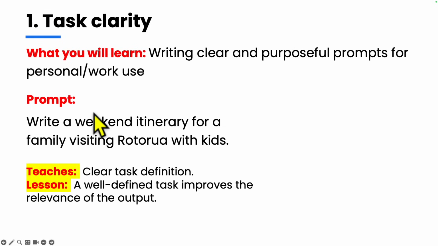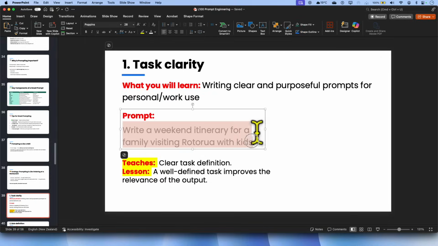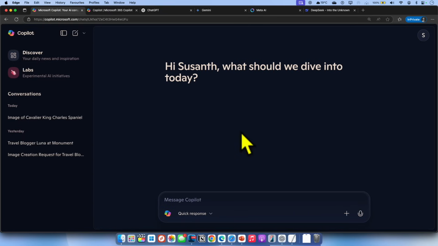The task here is to write a weekend itinerary, and then to improve the output, I gave additional context, like I am with my family visiting a particular place and we have kids, so that along with the itinerary, the model can understand this is a family with kids and suggest certain things based on these elements. All right, let's copy this prompt, and we are going to use multiple models here.